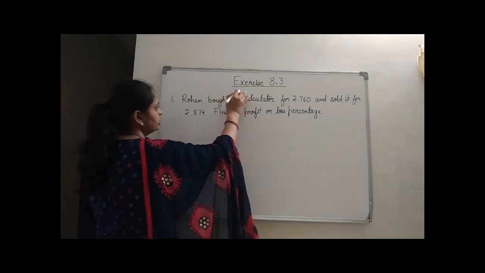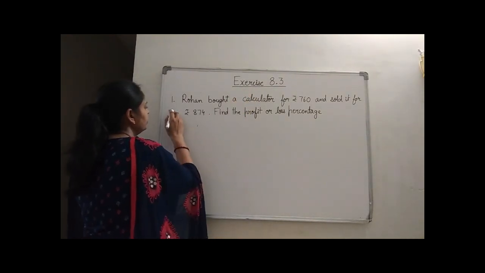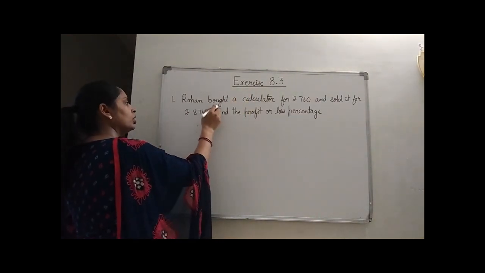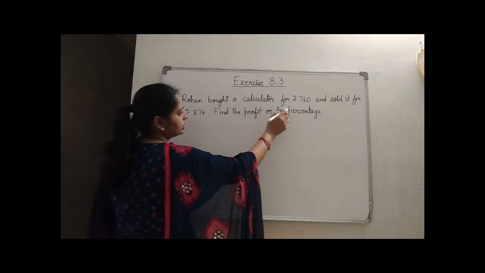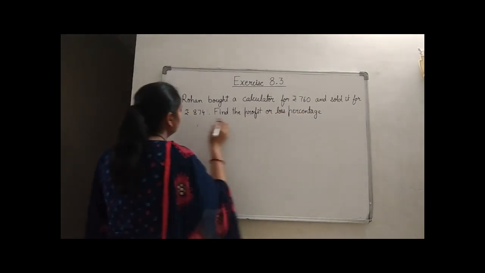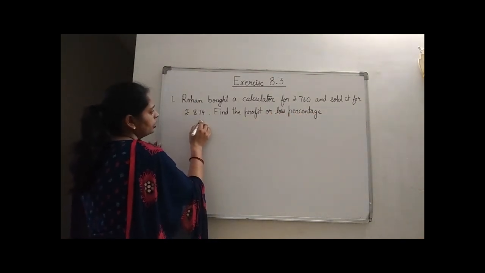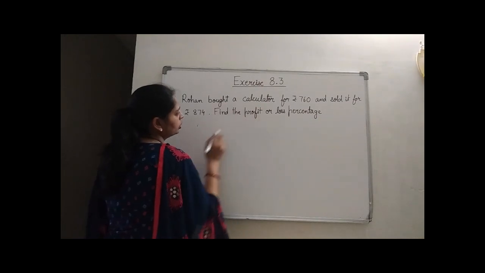Now let's start the exercise 8.3. See the very first question in this. Rohan bought a calculator for rupees 760 and sold it for rupees 874. Find the profit or loss percentage.